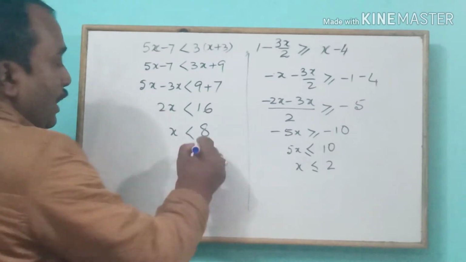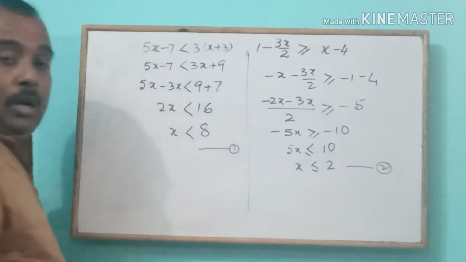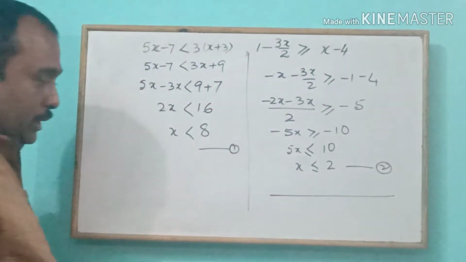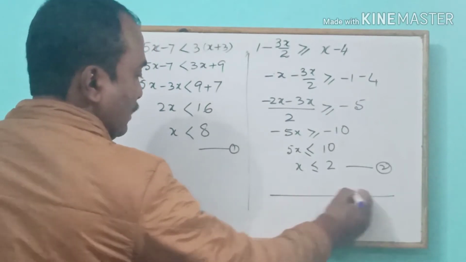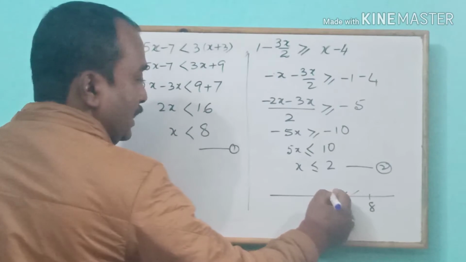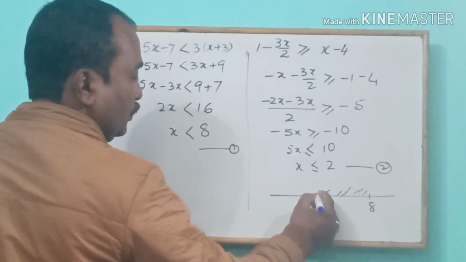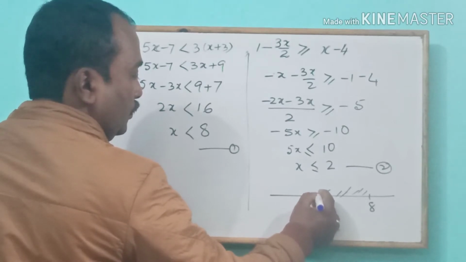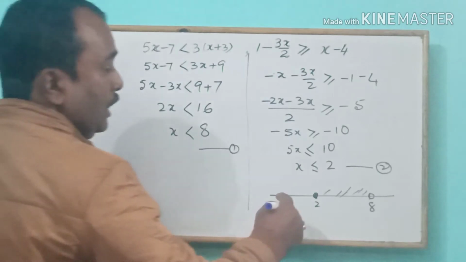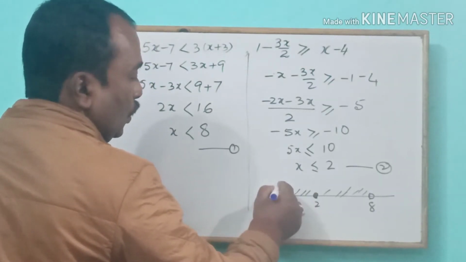So we have first this one, second this one. So let us take the number line and understand the solution. Suppose here it is 8. Values of x should be less than 8. That means this side. Suppose here I take 2, and here it is 8. 8 is not included. Then values of x should be less than or equal to 2.